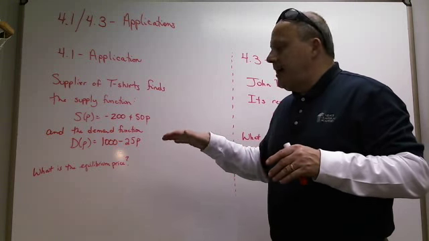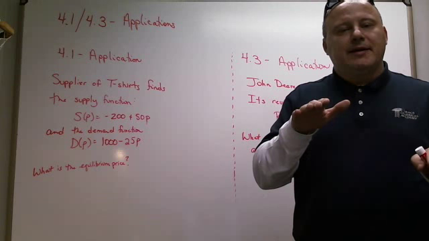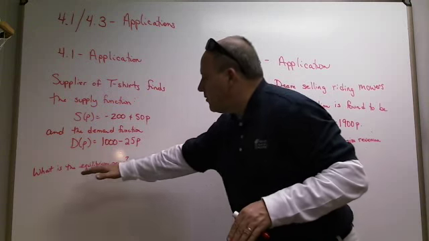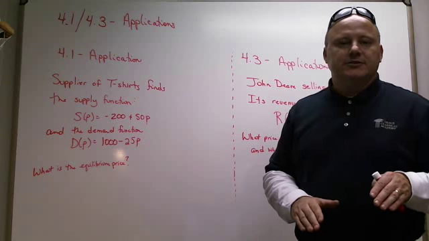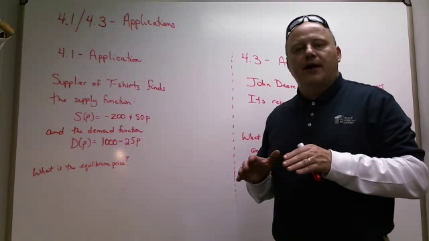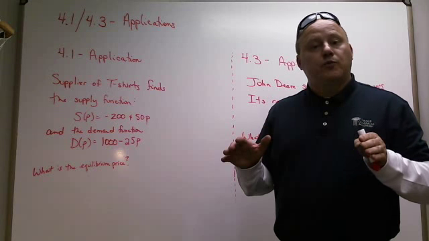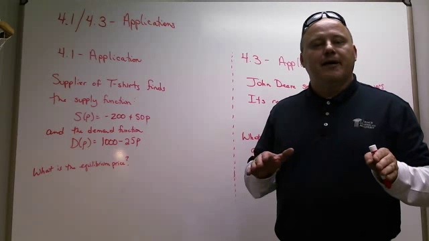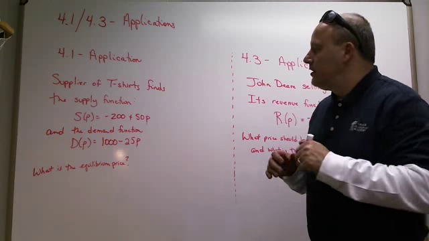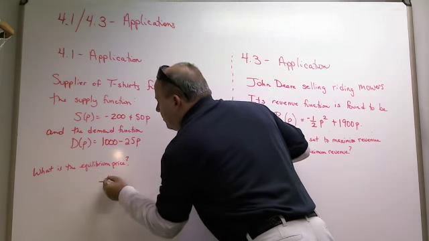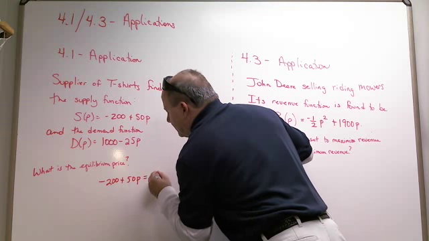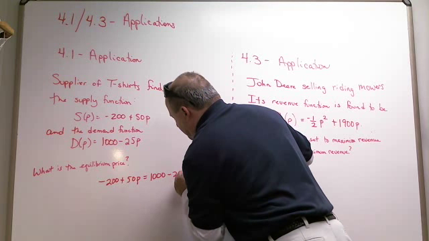And demand. What you want to do is make sure the supply and the demand are the same, and that's what they want to know: what is the equilibrium price? So what could we do to make the equilibrium price happen? In other words, what would have to happen to make the supply and demand the same? You set the two functions equal to each other. So we have negative 200 plus 50p equals 1,000 minus 25p.